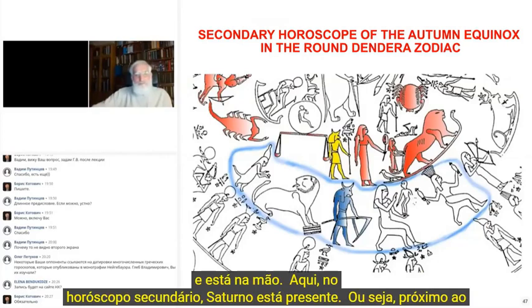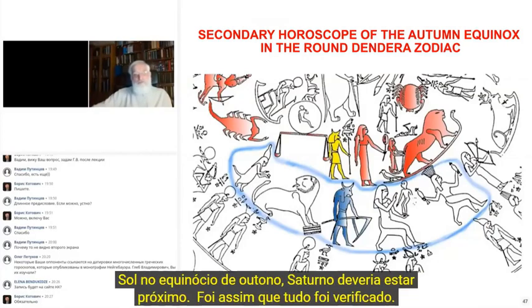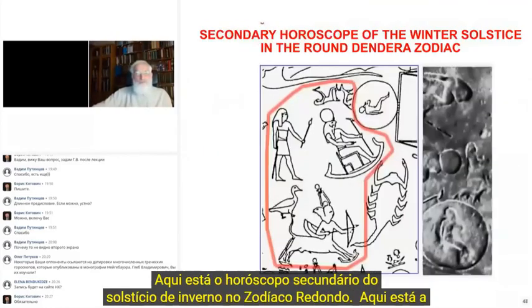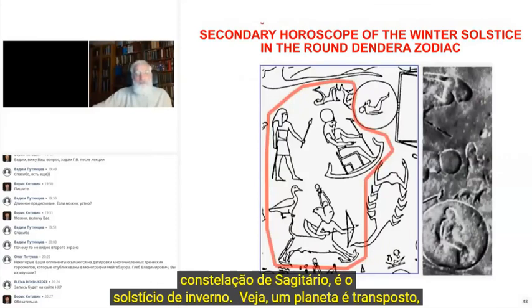Here, in the secondary horoscope, Saturn is present. That is, next to the Sun in the autumn equinox, Saturn should be nearby. This is how everything was verified. Here is the secondary horoscope of the winter solstice in the round zodiac. Here is the constellation of Sagittarius. It is the winter solstice.